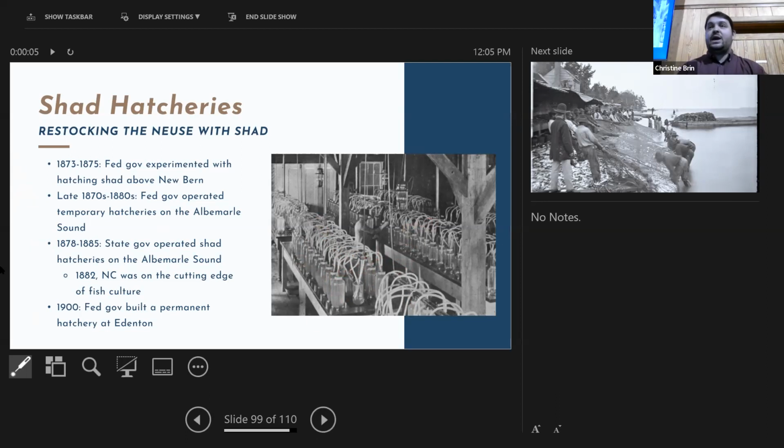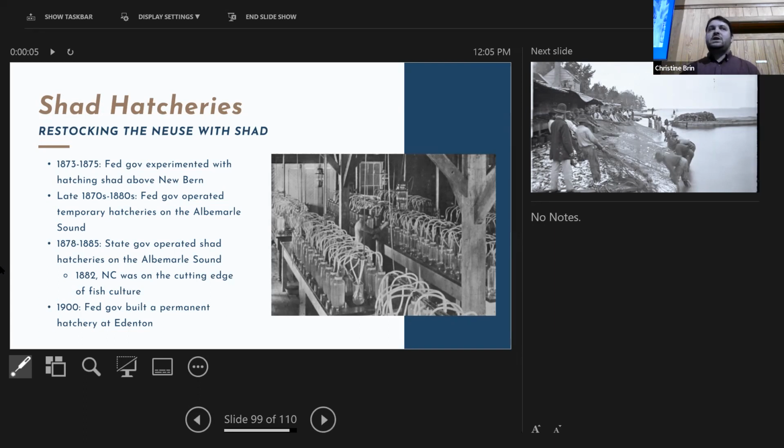And from 1878 to 1885, North Carolina gets into this effort to save the shad. And by 1882, North Carolina is on the cutting edge in terms of fish culture technology, this artificial propagation of the shad. Unfortunately, they decide to defund the program in 1885, which was probably a big mistake. And they say, we're just going to let the federal government and the counties kind of deal with this.